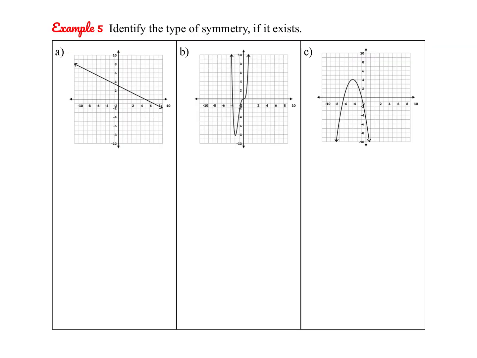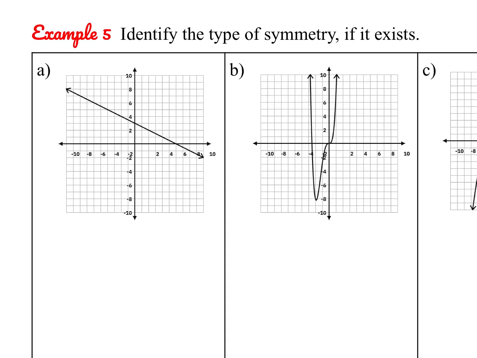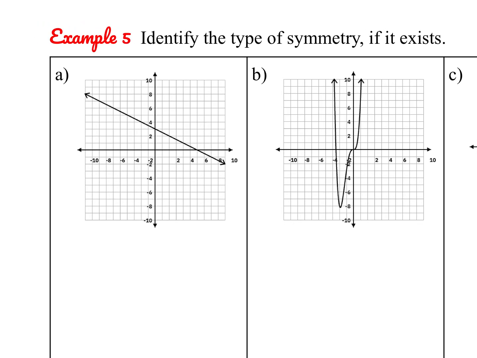Okay, so here we're looking at three different graphs and trying to identify if a type of symmetry exists. Here we have a linear equation, and all linear equations display point symmetry, and the point of rotation could be any point on the graph. So any linear equation does have point symmetry, and the point of rotation could be about any point on the graph.